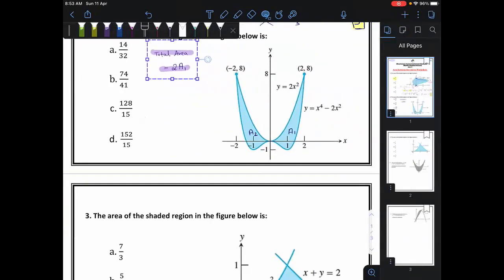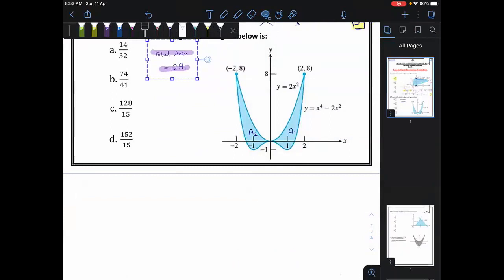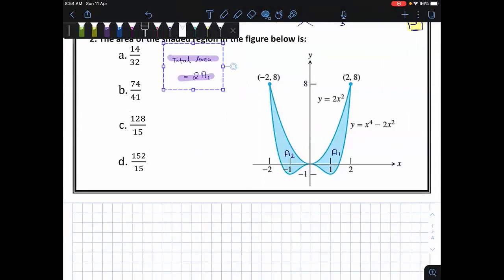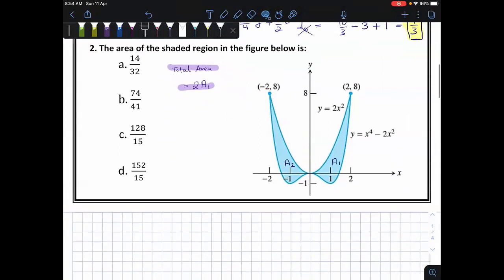So how can I find the area here? Area 1, for example. A1 is equal to the area at the right, this area that I'm going to shade right now. For this area, we can use the upper and the lower. So let's finish the question. I will find the total area by multiplying 2 by area 1, and area 1 is bounded between 0 and 2.